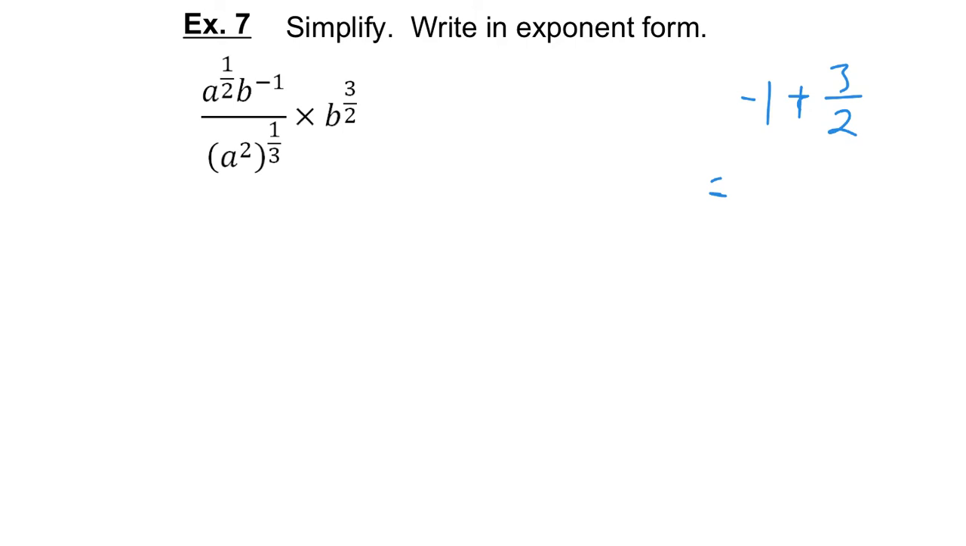Well, the math teacher way would be to get a common denominator here. So this would be negative 2 over 2 plus 3 over 2. And then you have negative 2 plus 3, which is positive 1. So that's half, or 1 over 2.